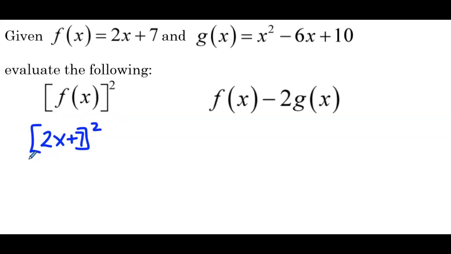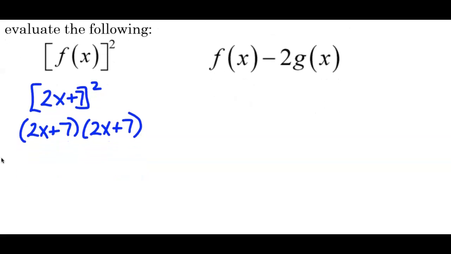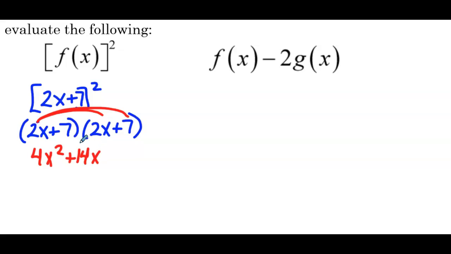Remember, 2x plus 7 squared, I'll change it to parentheses. That's going to be 2x plus 7 multiplied with itself. So we can distribute. I'll use the red marker. We distribute 2x first, so we have 4x squared plus 14x. Then we'll distribute the 7: plus 14x plus 49.